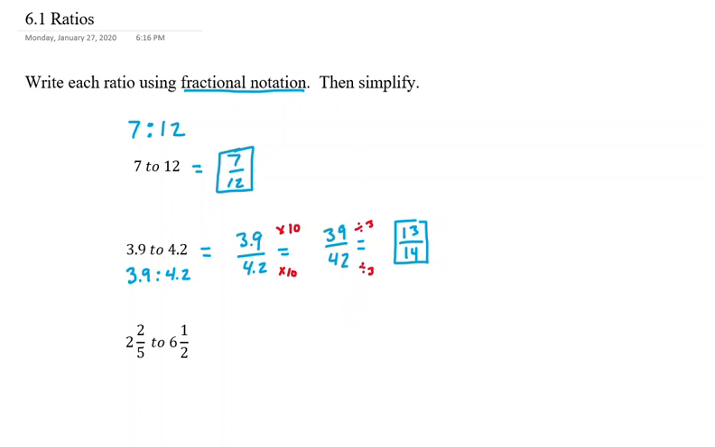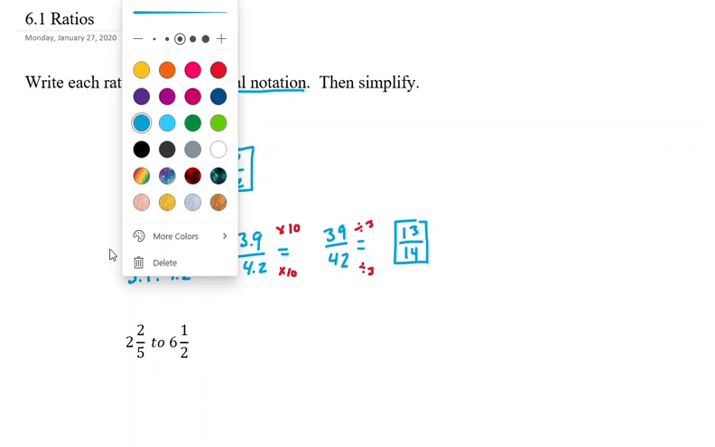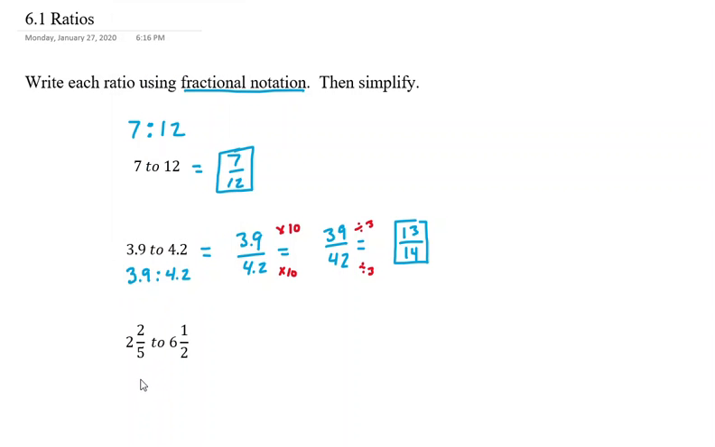All right, last difficult example, I think. Here we have 2 and 2/5 to 6 and 1/2. I can write that as a fraction, like this: 2 and 2/5 over 6 and 1/2. Now that's pretty awkward, having a mixed number in our numerator and a mixed number in our denominator. I could repair this a little bit by changing those to improper fractions, and so we can do that.